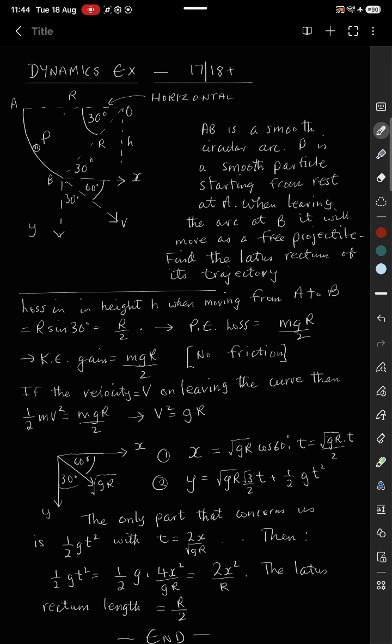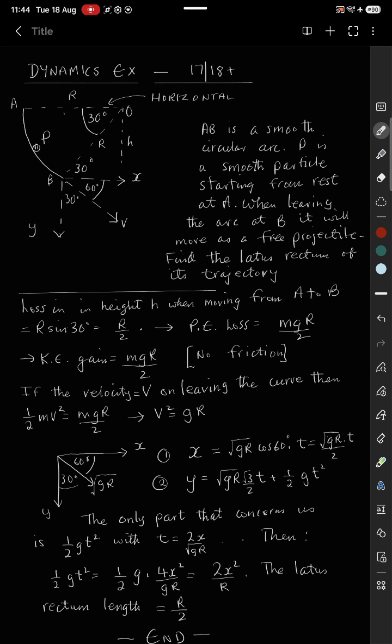And you then want to find the subsequent motion. So let the horizontal motion be given by x and the downward vertical motion by y. Then using basic laws of motion, we have x equals √(gr) cos θ t, because there's no horizontal force acting, and that will be square root of gr times t over 2, because cos 60 is a half.